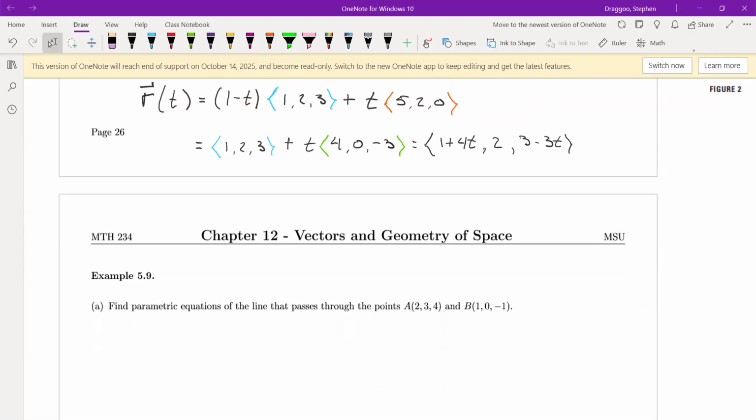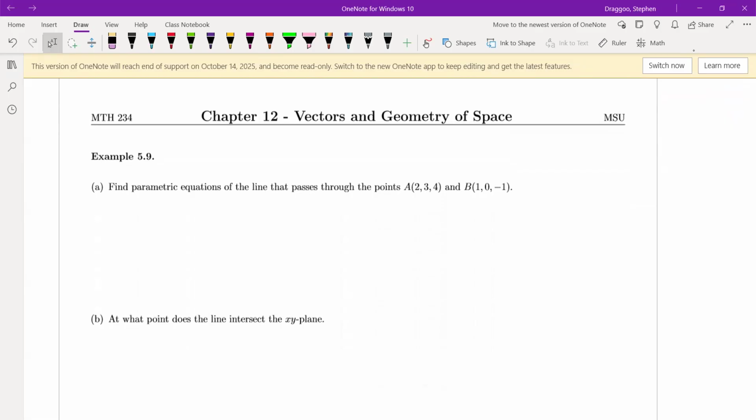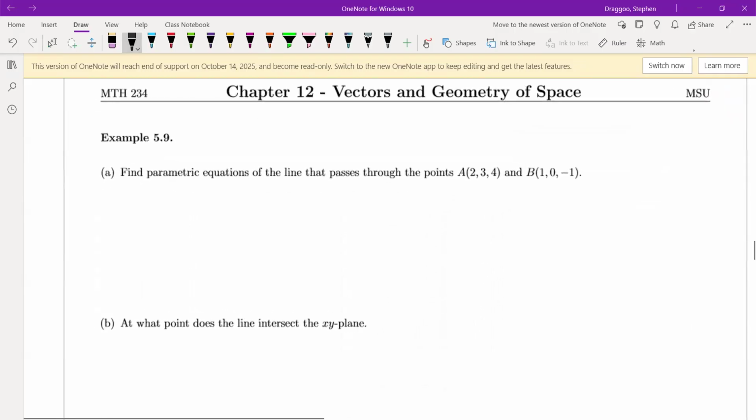All right. So on to our next example. Finding parametric equations of the line that passes through the points 2, 3, 4, and 1, 0, -1. Well, let's see. If I wanted to find those points, I want to do a minus b. How about a minus b? And I'm going to call that my vector v that I'll use to generate my parametric equations.